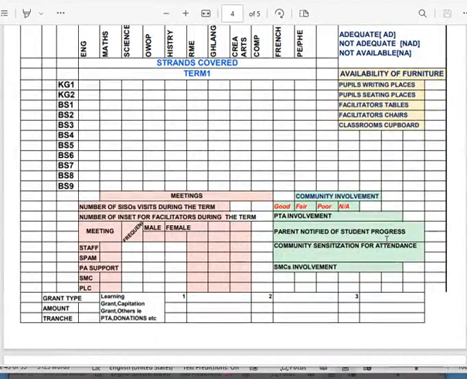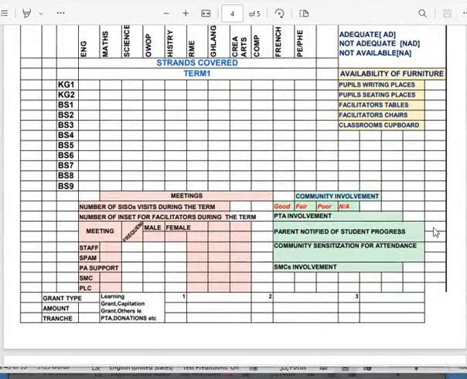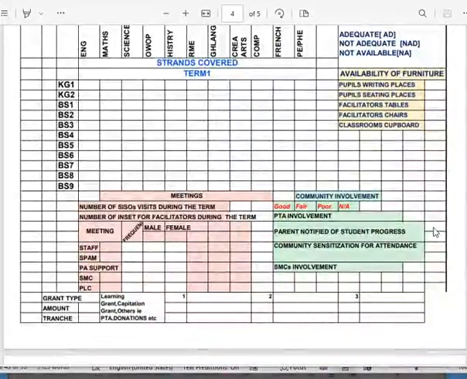Then parents' notification of student progress. Every school is supposed to notify parents of the performance of their pupils or their children in the school. And this normally involves issuance of report cards, and also elaborating on the performance of the pupils, their enrollment, their attendance, their behavior in the school during general assembly meetings or during SPAM. We should take note of this.